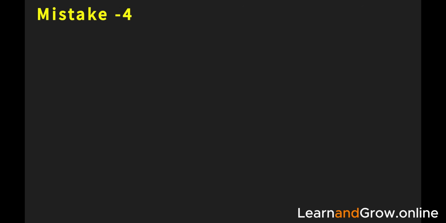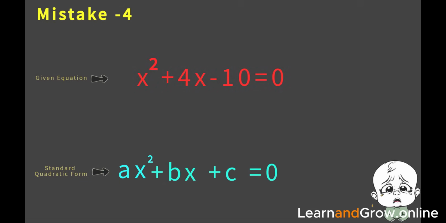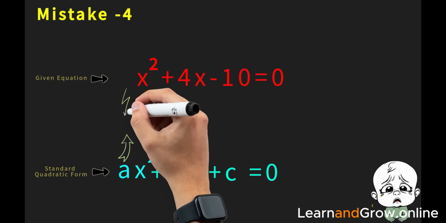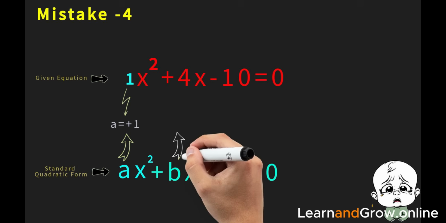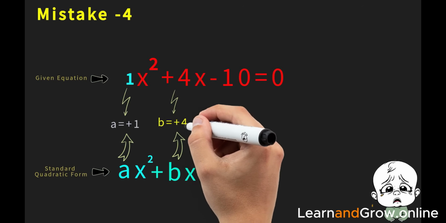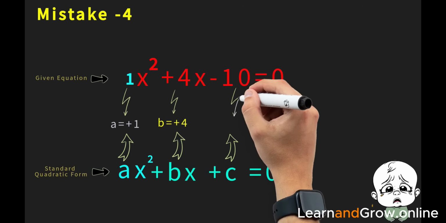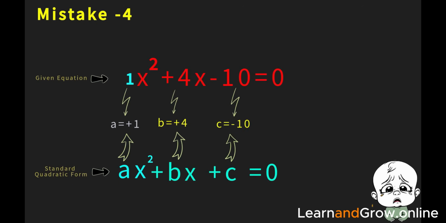To understand this, let us compare the standard quadratic equation with the given equation. The value of a is the coefficient of x squared. In this equation, the coefficient is 1, so we can say that a equals +1. Next, the value of b is the coefficient of x, hence b is equal to +4. And finally, c is the constant term. Here, c equals -10. Pay close attention to the minus sign. If you drop it, your solution will be wrong.